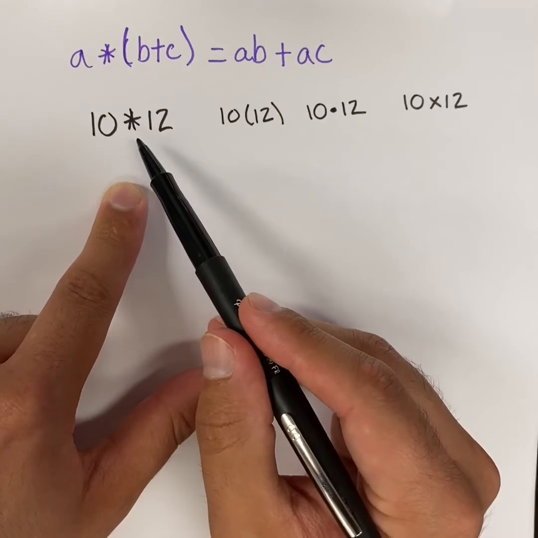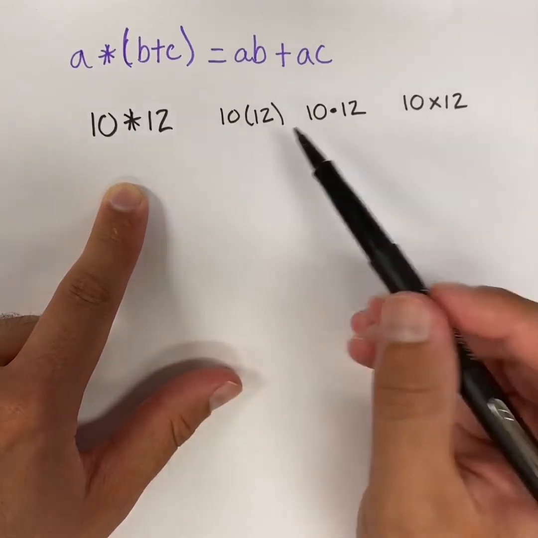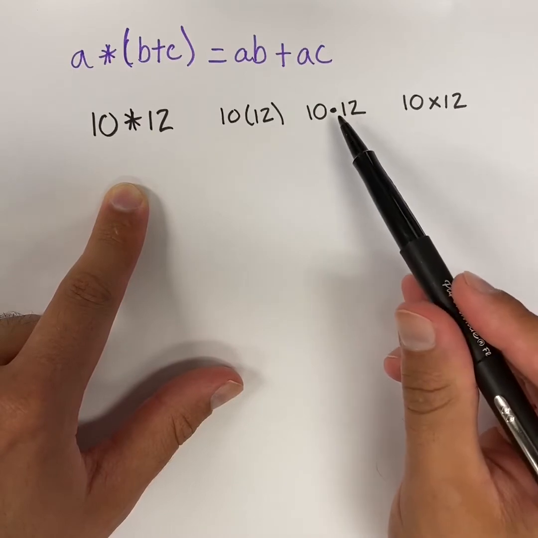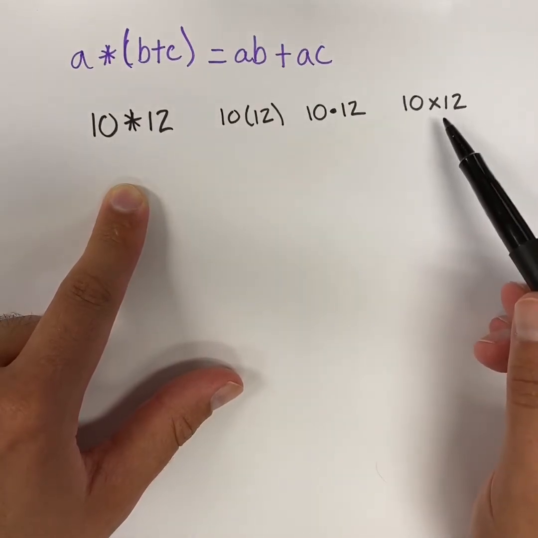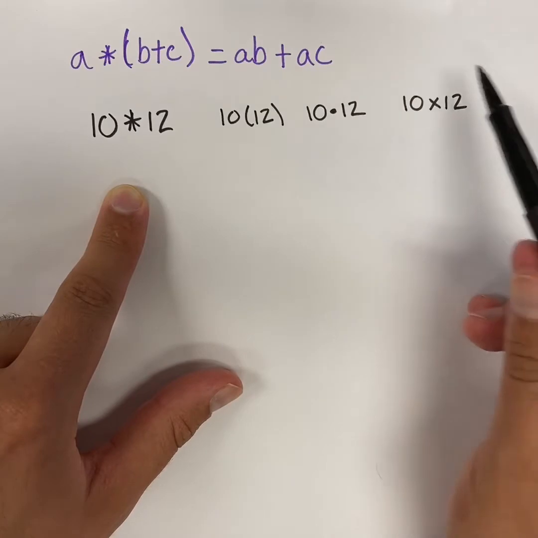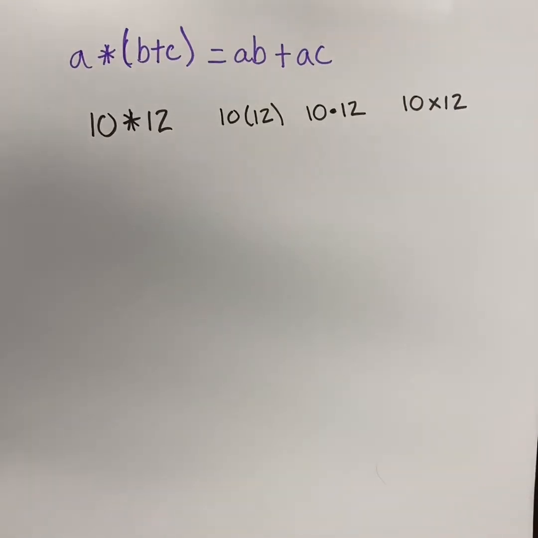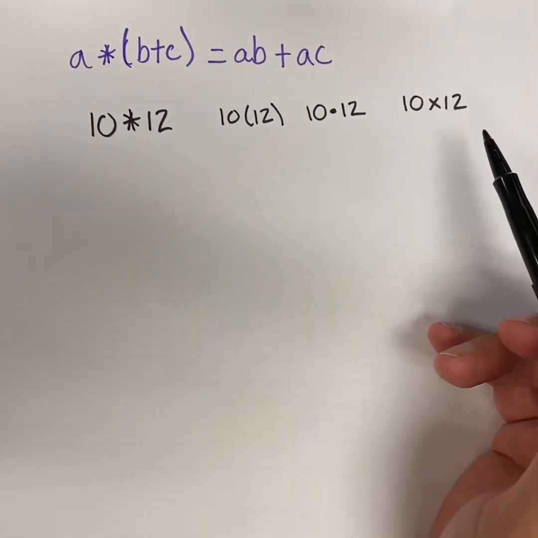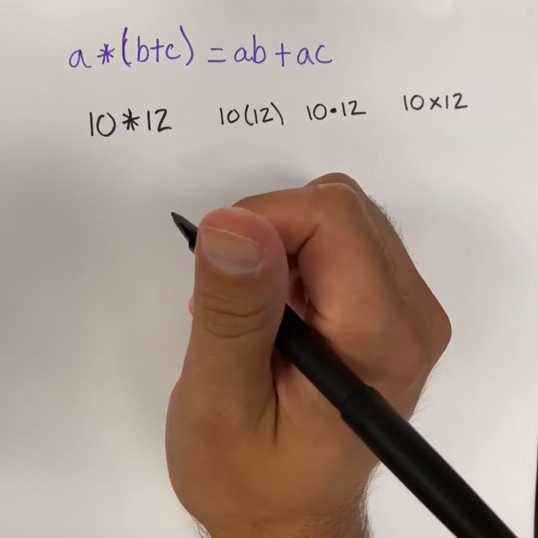So 10 times 12 can be written like this with an asterisk. It can be written like this with parentheses. It can be written like this with a dot in between them. And then what you typically are used to seeing is just that multiplication symbol or a small x. Either way, these are all ways to write 10 multiplied by 12, or 10 times 12.